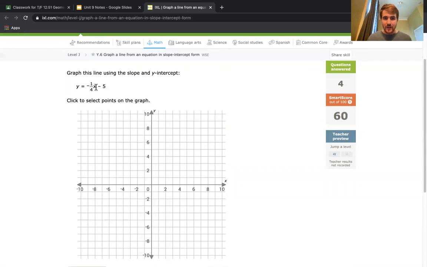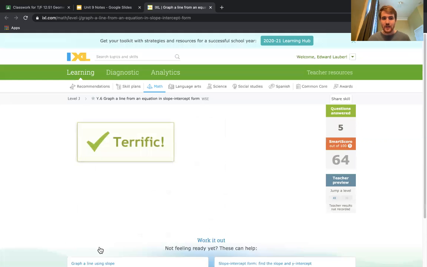In this case, a bit more complicated. We've got some negatives. The y-intercept is -5. So we'll start between -4 and -6, that's -5. Then the slope is -1/4, which means down 1, but to the right, 1, 2, 3, 4. And there you go. Submit, terrific.